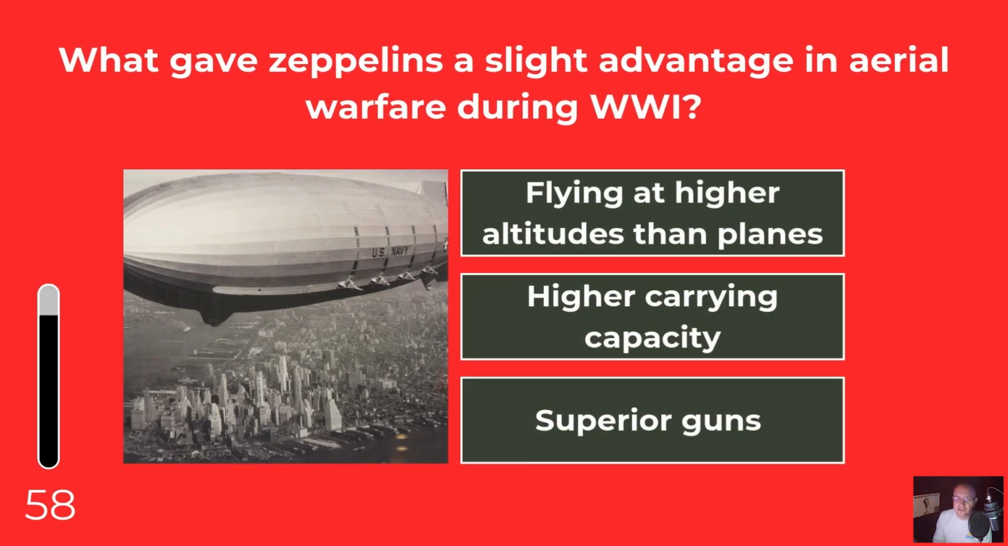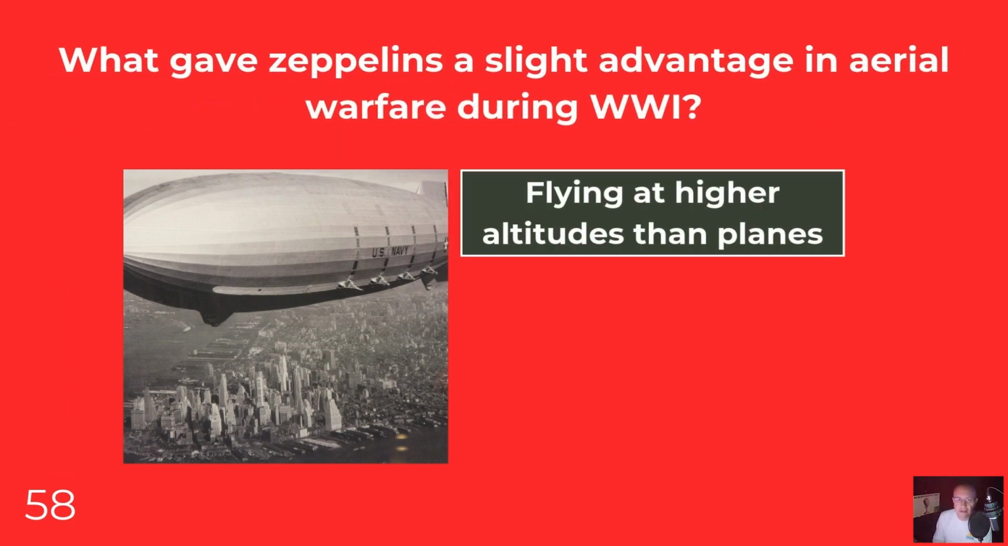What gave Zeppelins a slight advantage in aerial warfare during World War I? Was it because they could fly at higher altitudes than planes? They had a higher carrying capacity? Or did they have superior guns? They could fly at higher altitudes than planes.